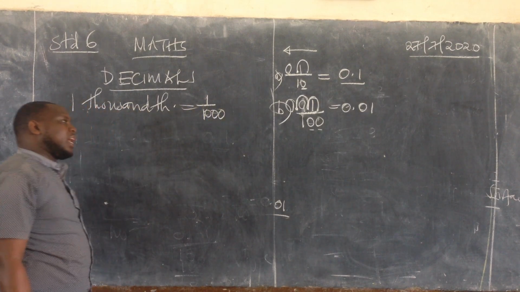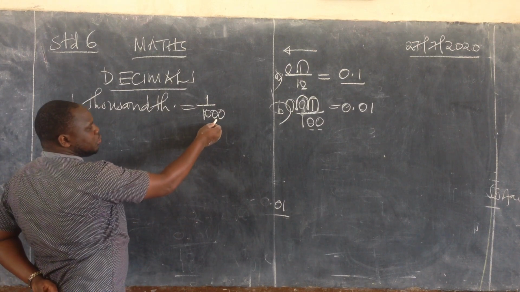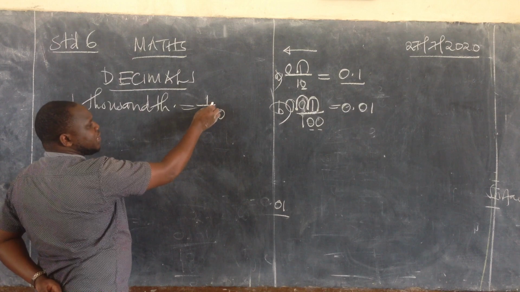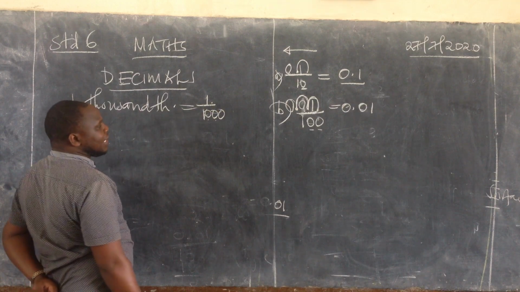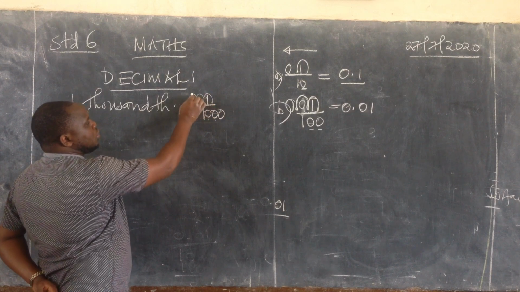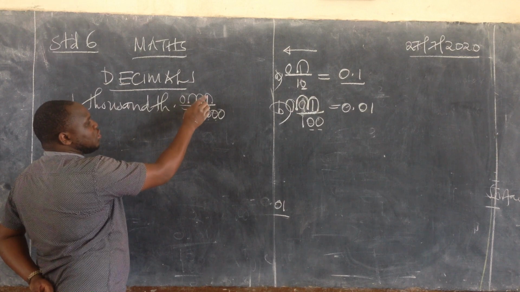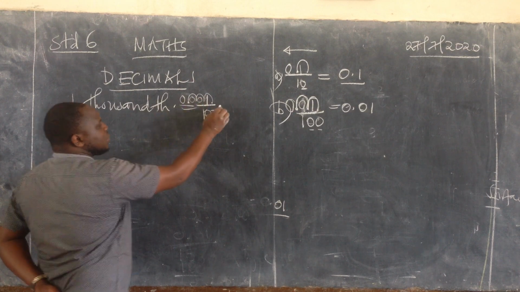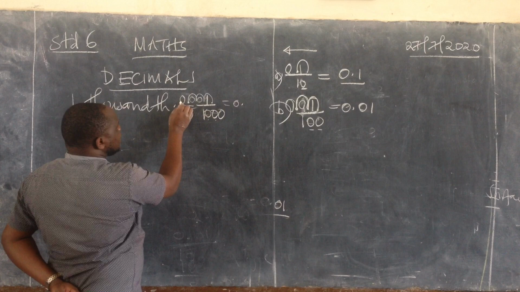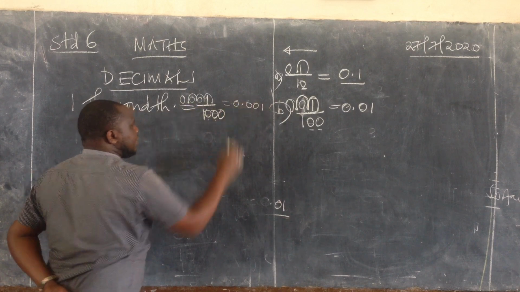So how do you write this as a decimal? You count the number of zeros: 1, 2, 3. So the decimal point is going to move back 1, 2, 3 times. Then you add zeros there. Where there are gaps and there is no number, you put 0. So this is going to be 0 point, then 2 zeros, and then 1.